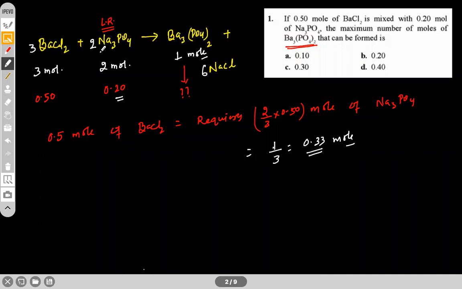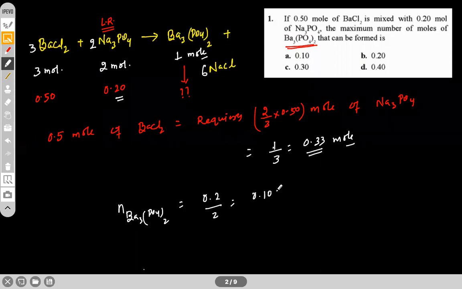So what we can say, 2 moles of this gives 1 mole of this. So 0.2 moles gives 0.1 mole of Ba3PO4. So number of mole of Ba3PO4 whole twice is half of 0.2, and that is 0.1 mole. Hence answer is option A. Okay, this is the question based upon the concept of limiting reagent.